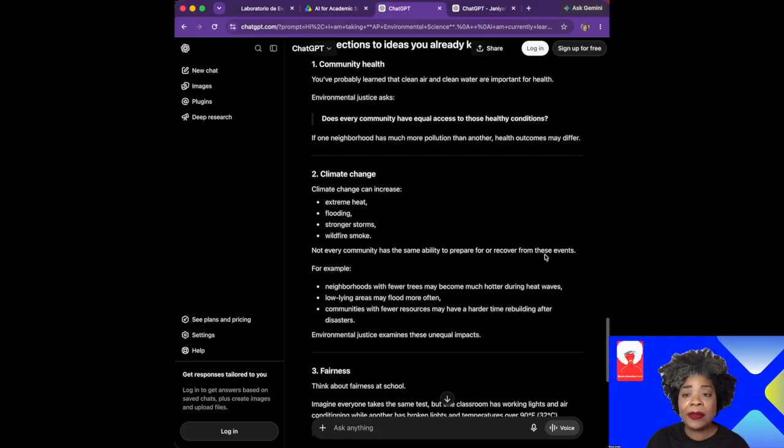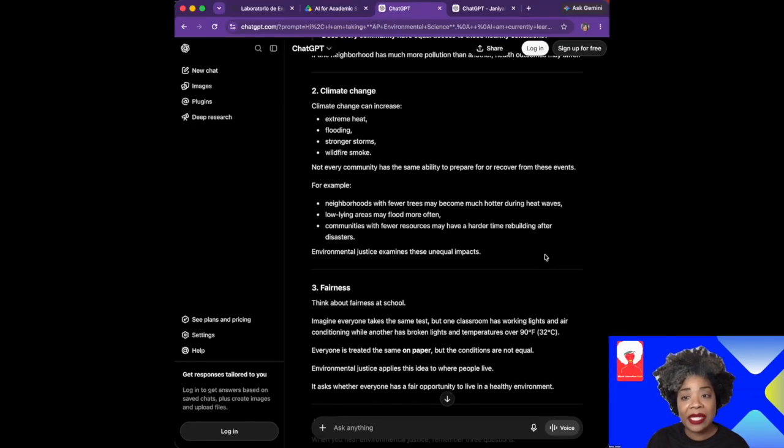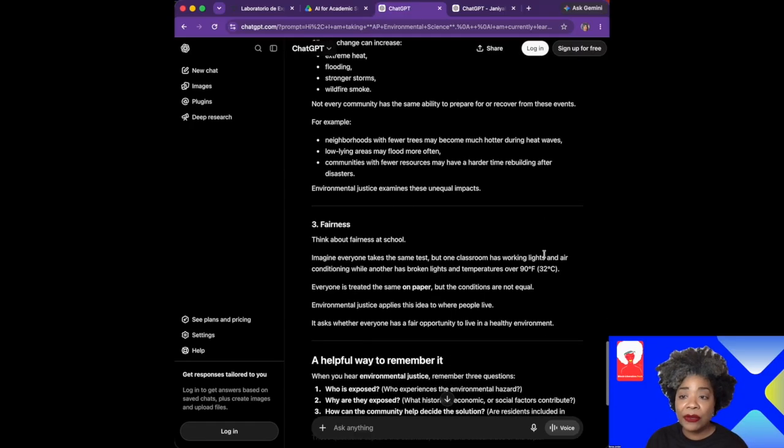Climate change. Climate change can increase extreme heat, flooding, stronger storms, or wildfire smoke. Not every community has the same ability to prepare for or recover from these events. For example, neighborhoods with fewer trees may become much hotter during heat waves. Low-lying areas may flood more often, or communities with fewer resources may have a harder time rebuilding after disasters. Environmental justice examines these unequal impacts.